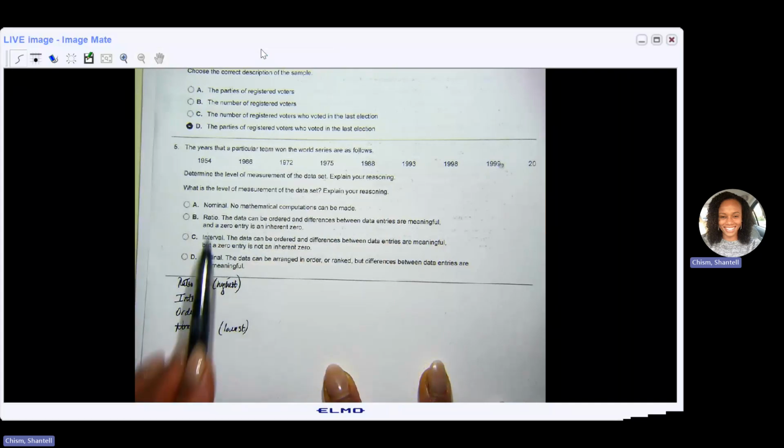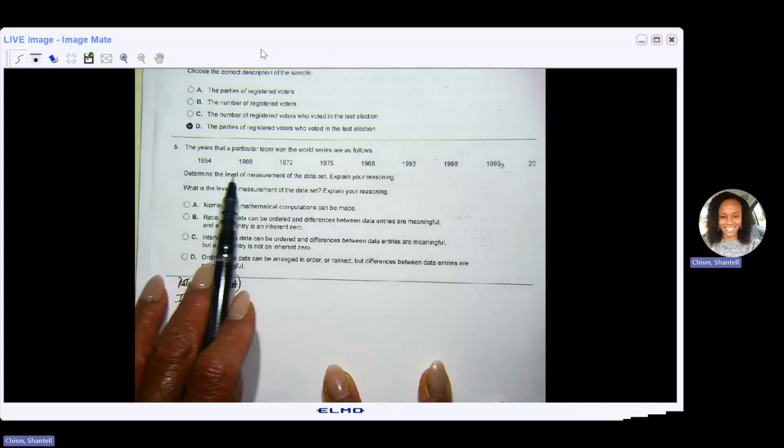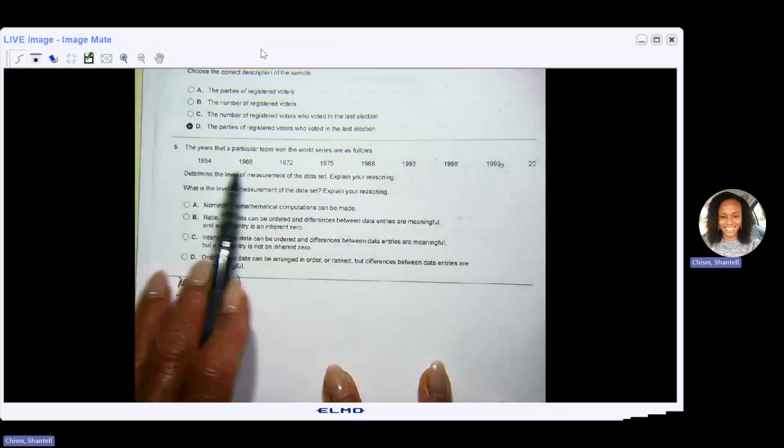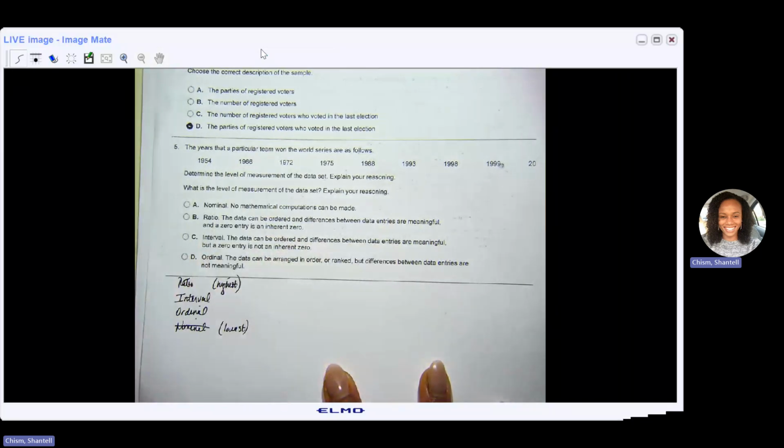But beyond that, we can also find differences among the data. We can determine how many years passed between their first victory and their second, for example. So that would be interval. That would be level C, okay?